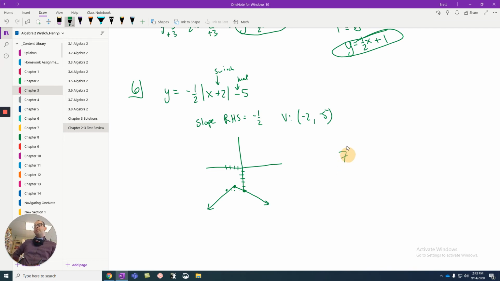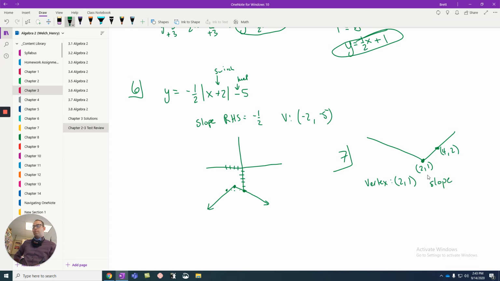Number 7 asks us to do this in reverse. It gives us a graph, okay, with a dot here at 2, 1, and a dot here at 4, 2. Okay? And so what we want to do is start by finding the two things we need. We need the vertex, which will just be this 2, 1, that point right at the V.